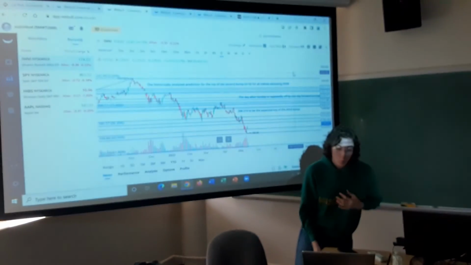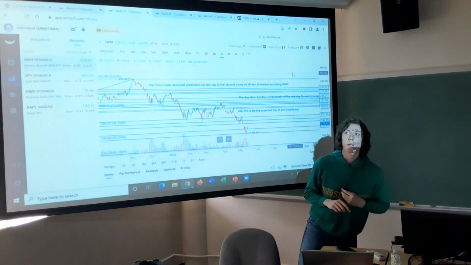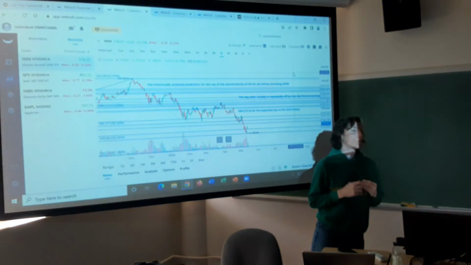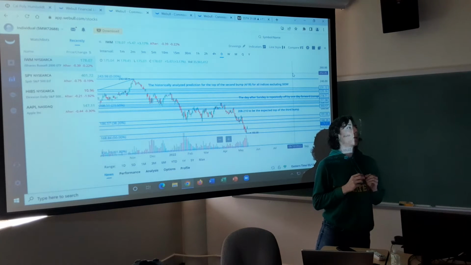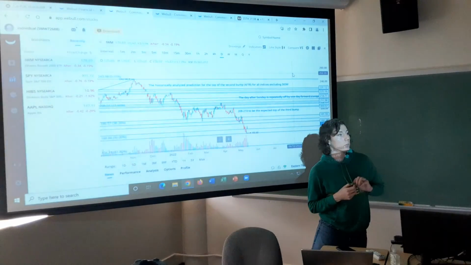Anyway, when we look at this, another part of the context here is that the reason we've had this bull run instead of crashing when COVID struck was because the Federal Reserve came out and put their interest rates to 0.